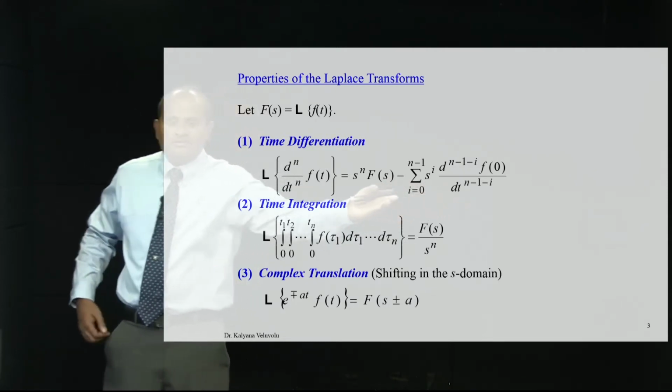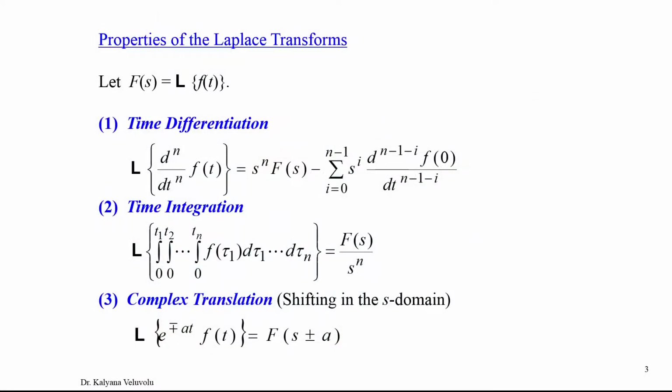Coming to the second property, time integration, what we see here is that we have n integrals of the function. When we apply the Laplace transform, n integrals convert into 1 by s power n. That means each integral corresponds to 1 by s. Alternatively, in time differentiation, each differential corresponds to s power 1, so for n differentials you get s power n. In time integration, you don't need to worry about the initial conditions. So, the nth integral will be just F of s by s power n.